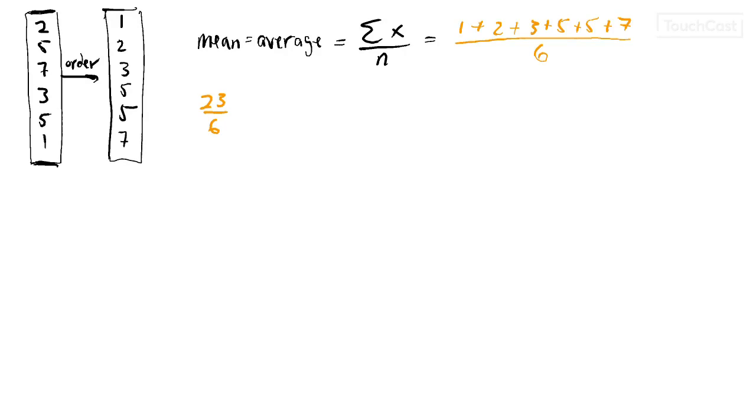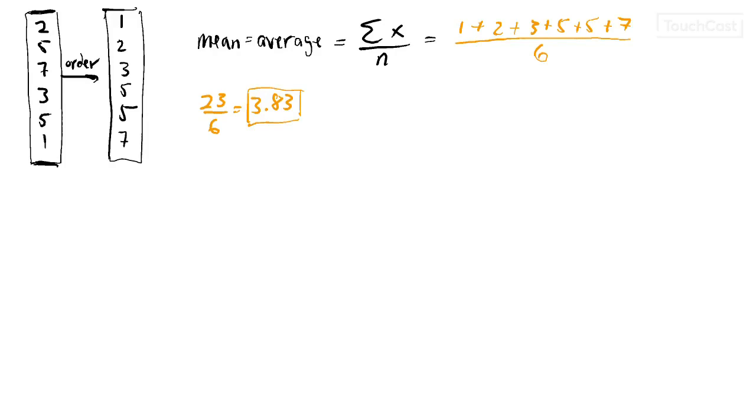And if I do the math there, I'm just grabbing my calculator here. 23 divided by 6 is 3.83, roughly. I'm rounding to the nearest 100th, but that should be our median. Our mean, I'm sorry. So now that we've calculated the mean, let's look at the median.